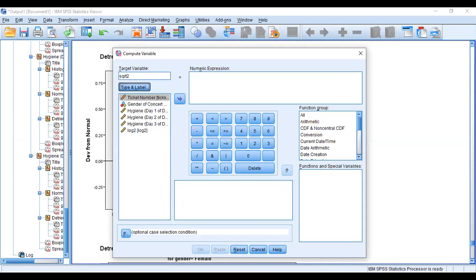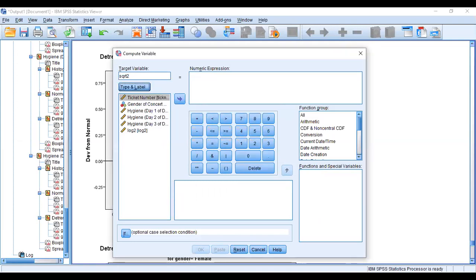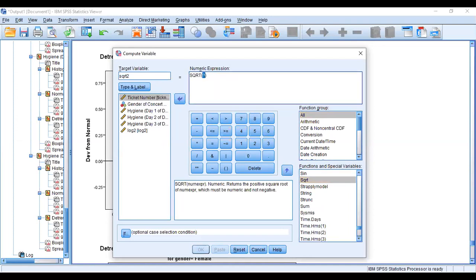So here I will type, and this is label, continue, and then I will select this one, square root, sqrt. We can find here sqrt. Okay, I will transfer it into the above table, and then sq day 2. I will not write anything here, as it is. I will take the square root of this, and then okay.